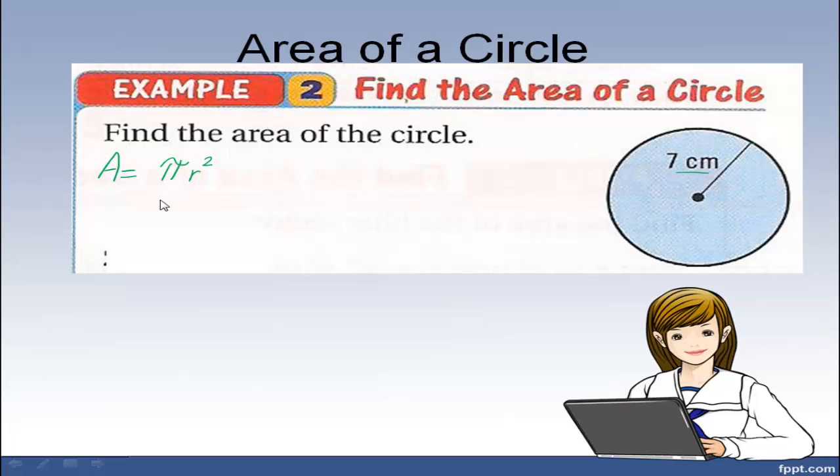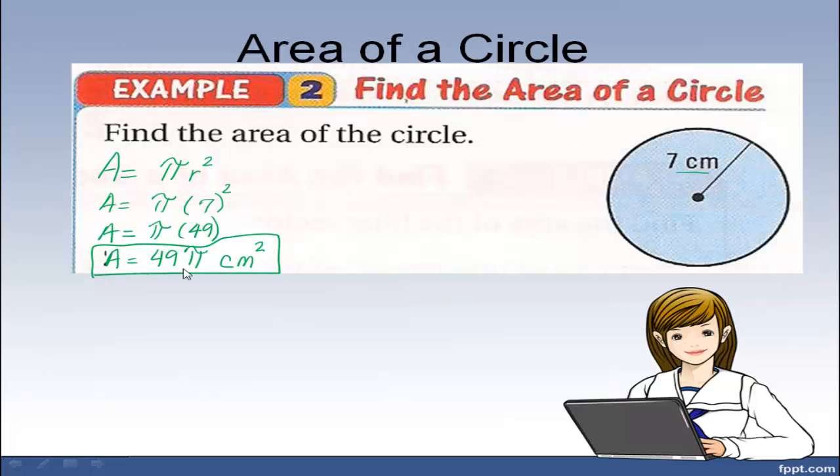So over here, I'm going to write that area is equal to pi times 7 squared. Area is equal to pi times 49, and area is equal to 49 pi. We always write the number in front and then the pi symbol at the end. And since this is area, this is a squared unit, and in this case it's squared centimeters.